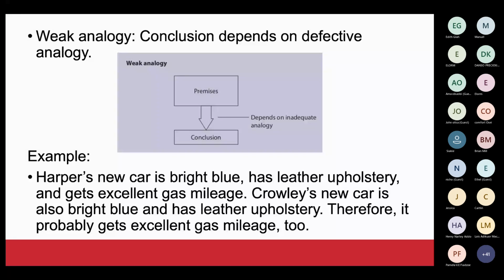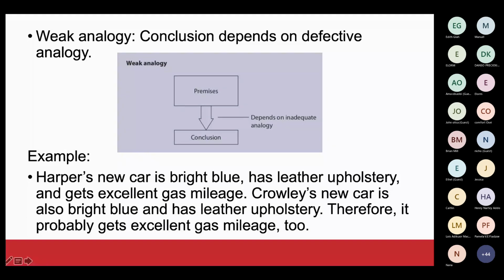Fallacy. Just because two things look close, look the same or have similar promises does not mean that they are the same. It's a weak analogy. Okay, so let's look at an example. Harper's new car is bright blue, has leather upholstery, and gets excellent gas mileage. Crowley's new car is also bright blue and has leather upholstery. Therefore, it probably gets excellent gas mileage too.